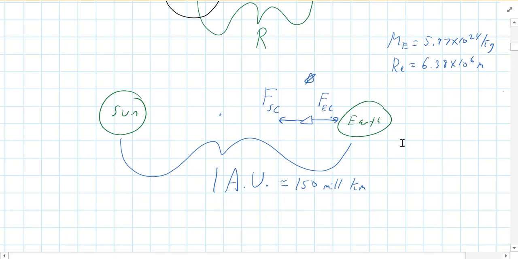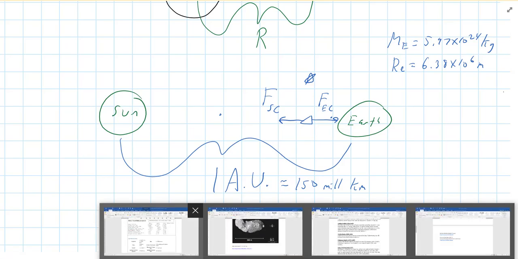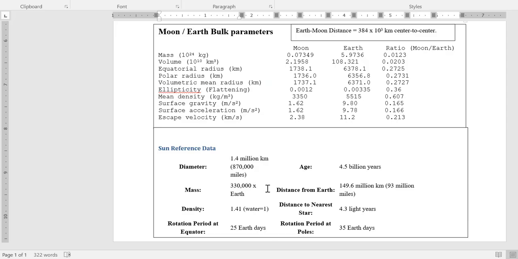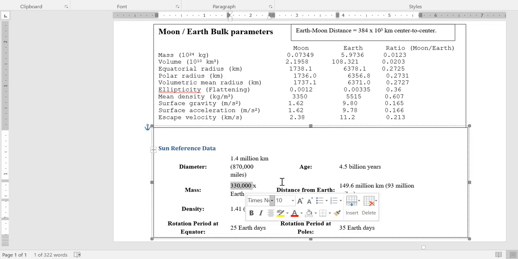So anyway, now, where is this place at? Well, the other data we need is the masses, or at least relative to each other. So here's the deal. The mass of the sun is approximately 330,000 times the mass of the Earth. So that's what I'm going to use. I'm going to use the Earth as 1, and the sun is 330,000.